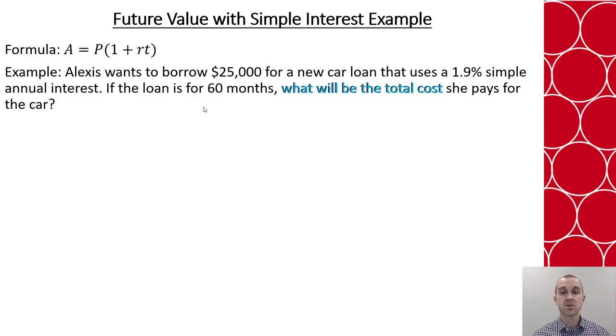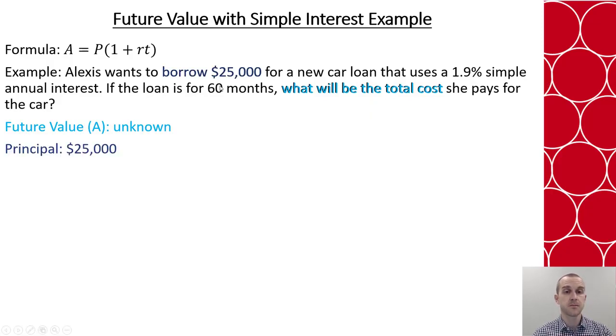We don't have the total cost. That's what we're trying to calculate. So we don't want to just know the interest. We want to know what it's really going to cost overall. So that's unknown right now. We know how much she wants to borrow. That principal is $25,000. We know the interest rate, 1.9%. Not a bad interest rate. So the last thing then is having to calculate the time.